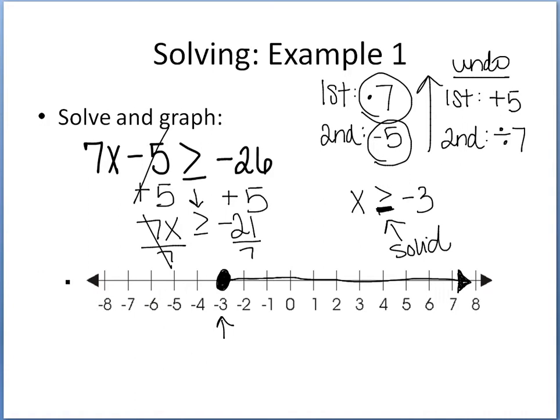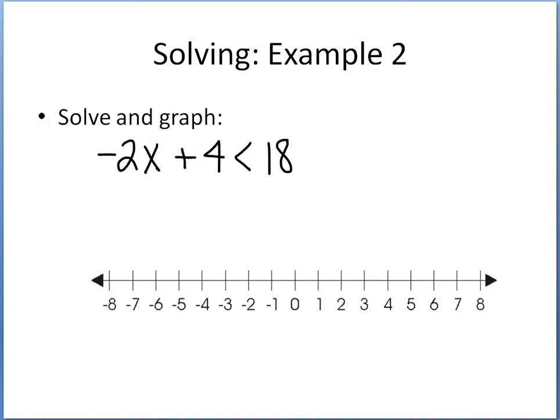Okay. Next example. Okay, I check for distribution. Don't have it. Combining like terms. I don't have it. Let's undo what's happening. So first what's happening is we're multiplying times a negative 2. Then second, we are adding 4.